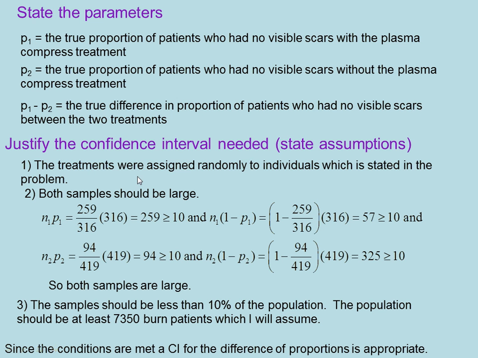So, check, check, check. We have our 4. It is random. It is large enough. It is 10%. And that last one that's not written here is independence. And hopefully you understand that the people who are receiving the plasma treatments are independent of one another in receiving those treatments. So, since the conditions are met, a confidence interval for the difference of proportions is appropriate. So we're allowed to do that.